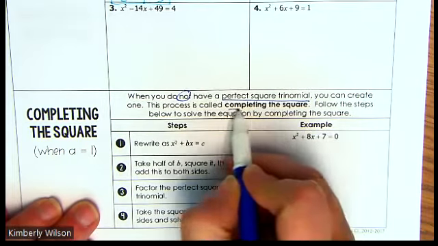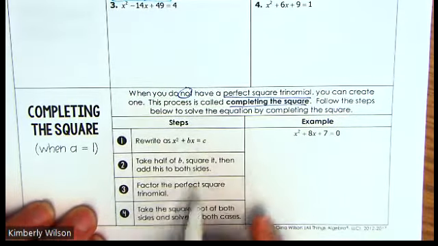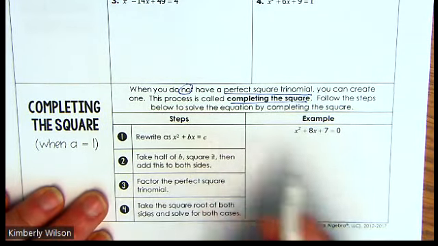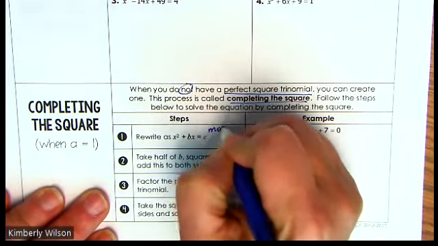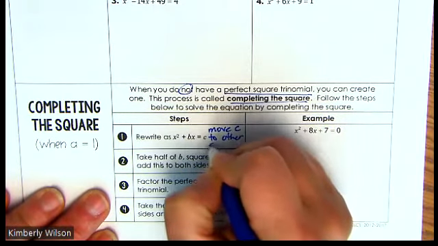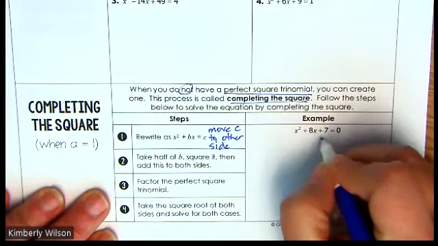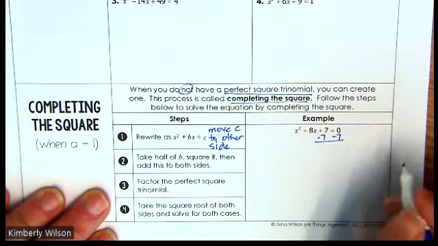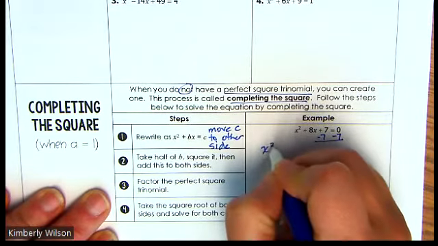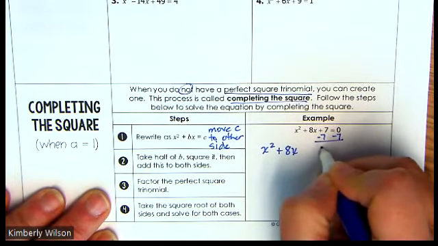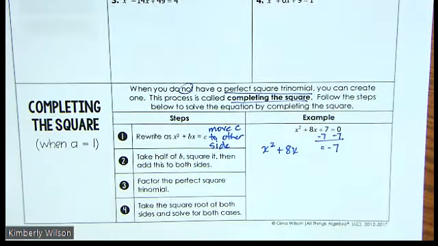This process is called completing the square. We're going to follow the steps here for this problem. So we rewrite it as x squared plus bx equals c. So that means we're going to move c to the other side. Well, I can't just move it. I've got to do the opposite. So I'm going to subtract 7 from both sides. And that's going to give me x squared plus 8x. Notice I'm leaving a blank, equals -7.